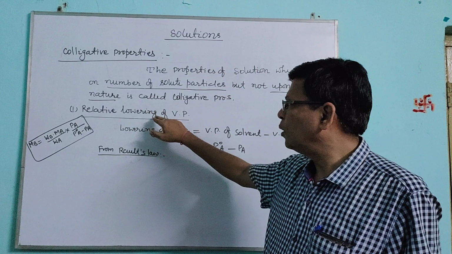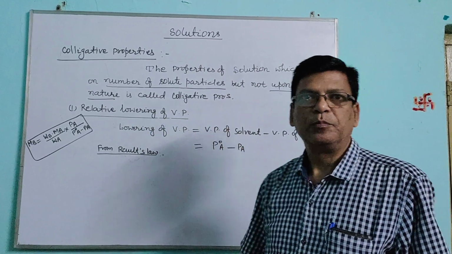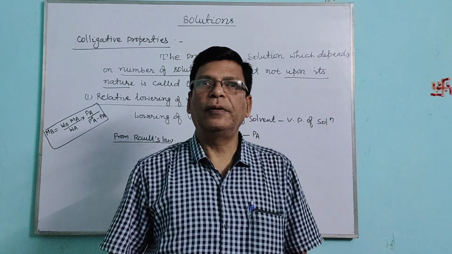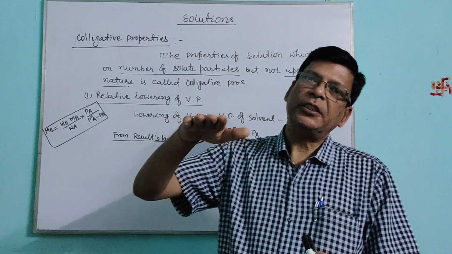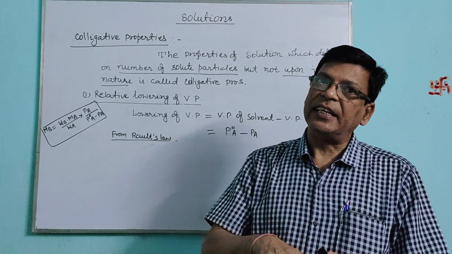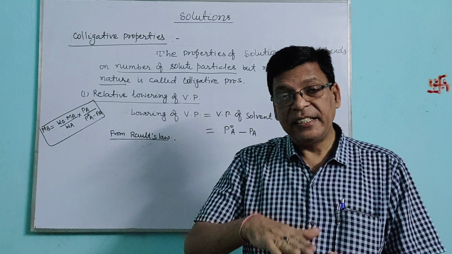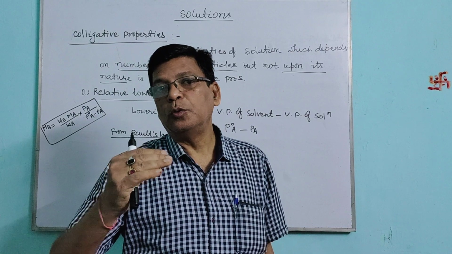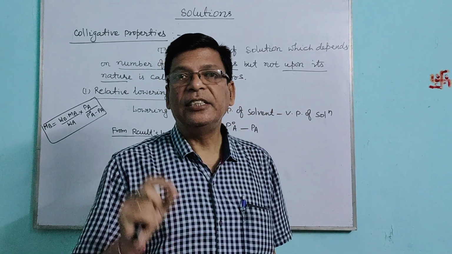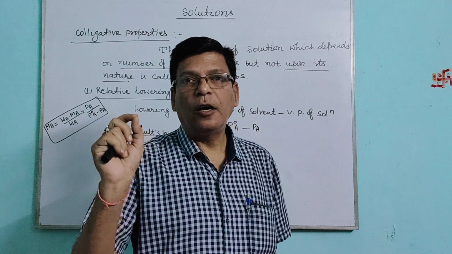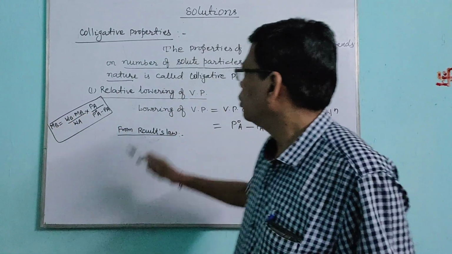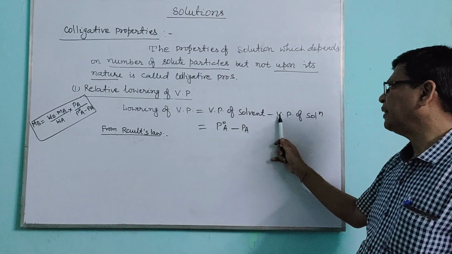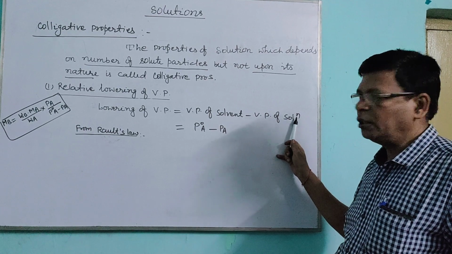What do you mean by lowering of vapor pressure? When a non-volatile solute is added in a solvent, the vapor pressure of the solution decreases. That decrease in vapor pressure of the solution in comparison to the pure solvent is called lowering of vapor pressure. So lowering of vapor pressure is equal to vapor pressure of solvent minus vapor pressure of solution.